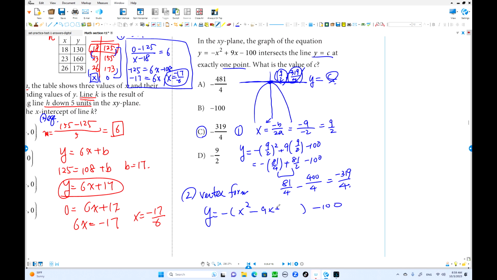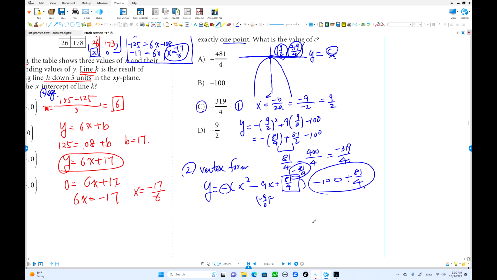To make a perfect square, you need 81 over 4, isn't it? Negative 9 over 2 squared, right? When you add this one, subtract 81 over 4. But when you move it out, you multiply by the negative number. Positive 81 over 4, that's it. This is the y coordinate of the vertex.